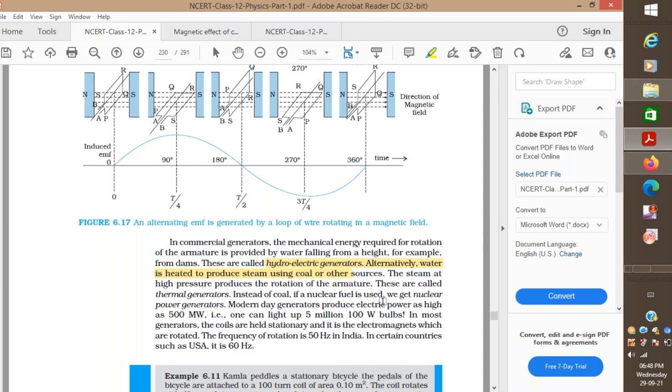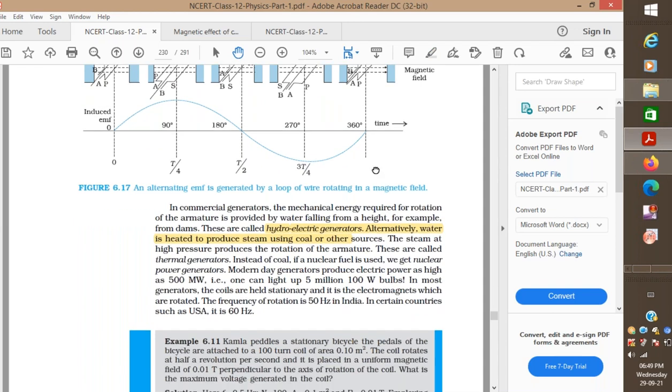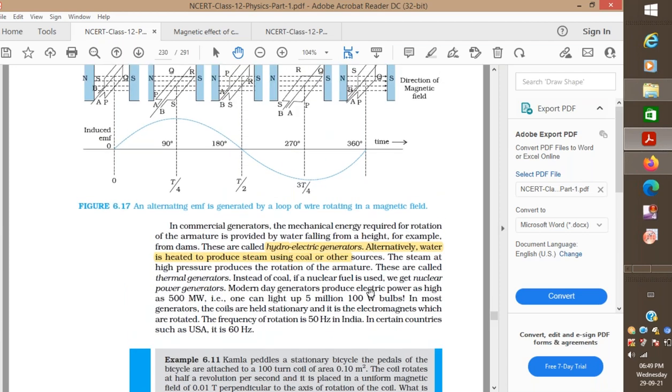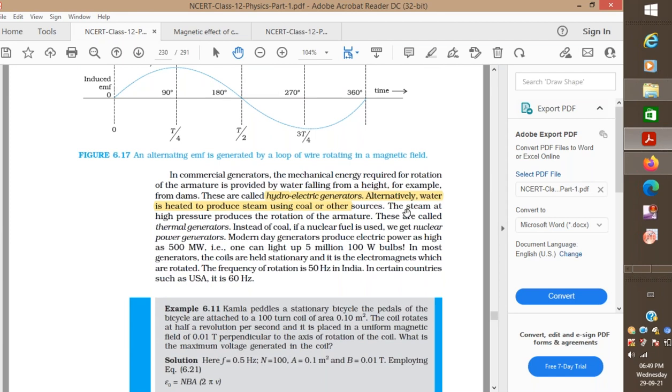What is the scenario in case of a thermal power plant, a thermal generator? In that case, coal or some natural gases are burnt to generate huge heat, and that heat will produce steam out of water. That steam is passed through a very thin nozzle and made to fall on the turbine, and the turbine is connected again to the armature, which will be rotated because of the rotation of the turbine.